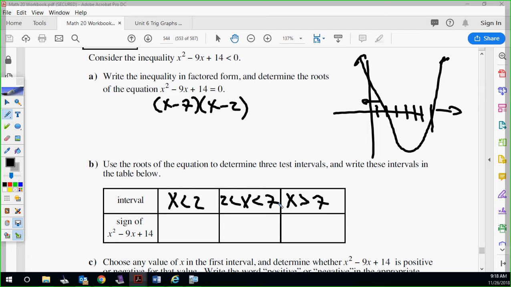What is the sign of the graph there? What's the sign less than 2? Positive. What's the sign between 2 and 7? Negative. And greater than 7, positive.